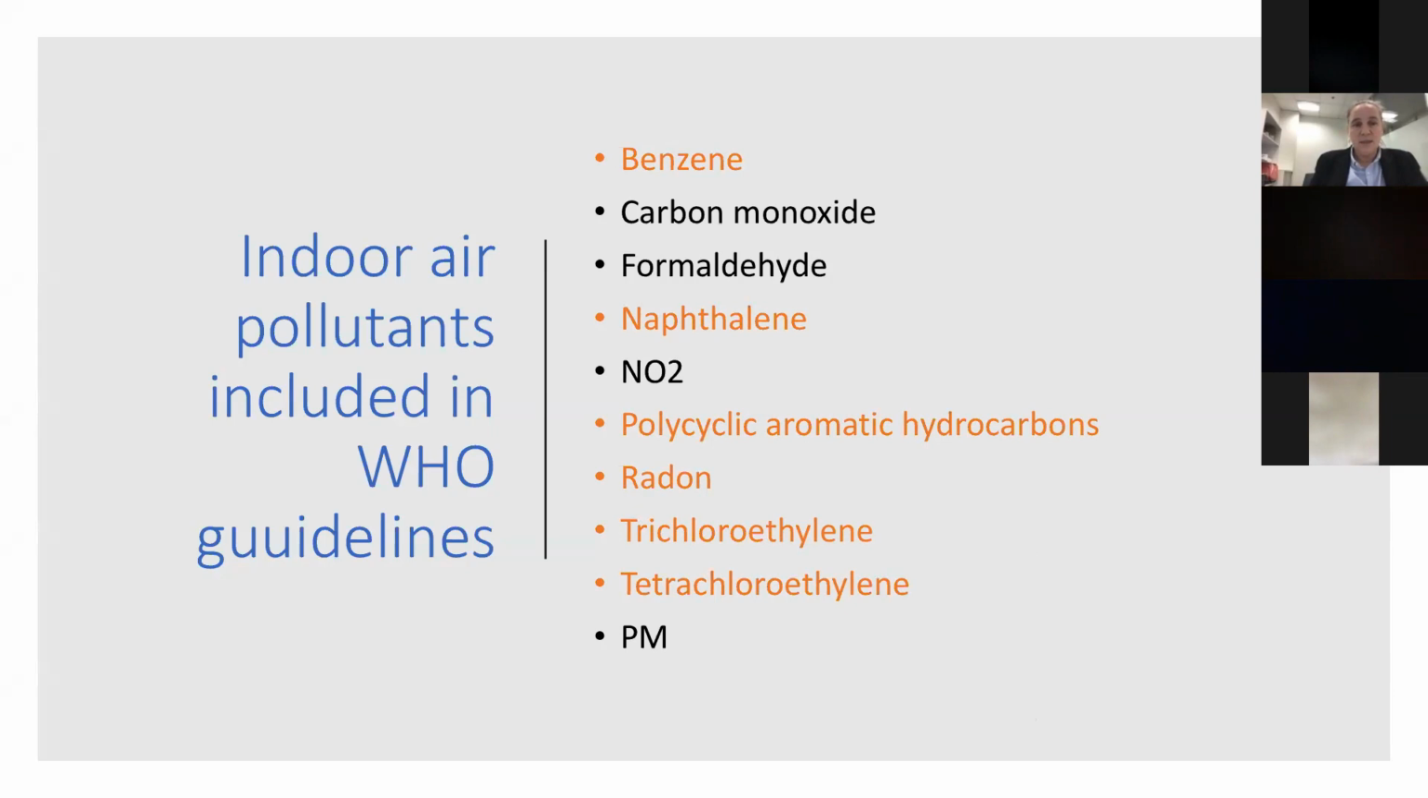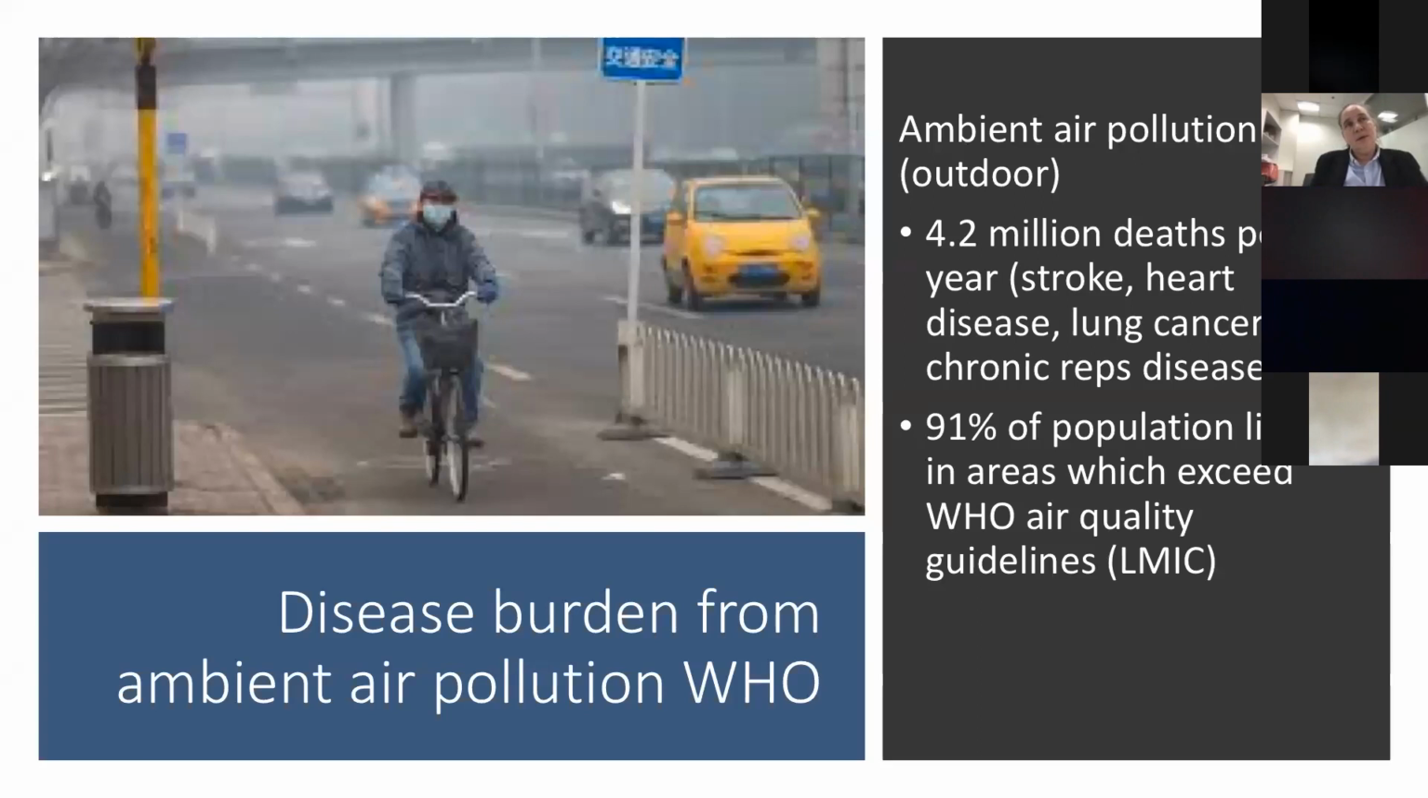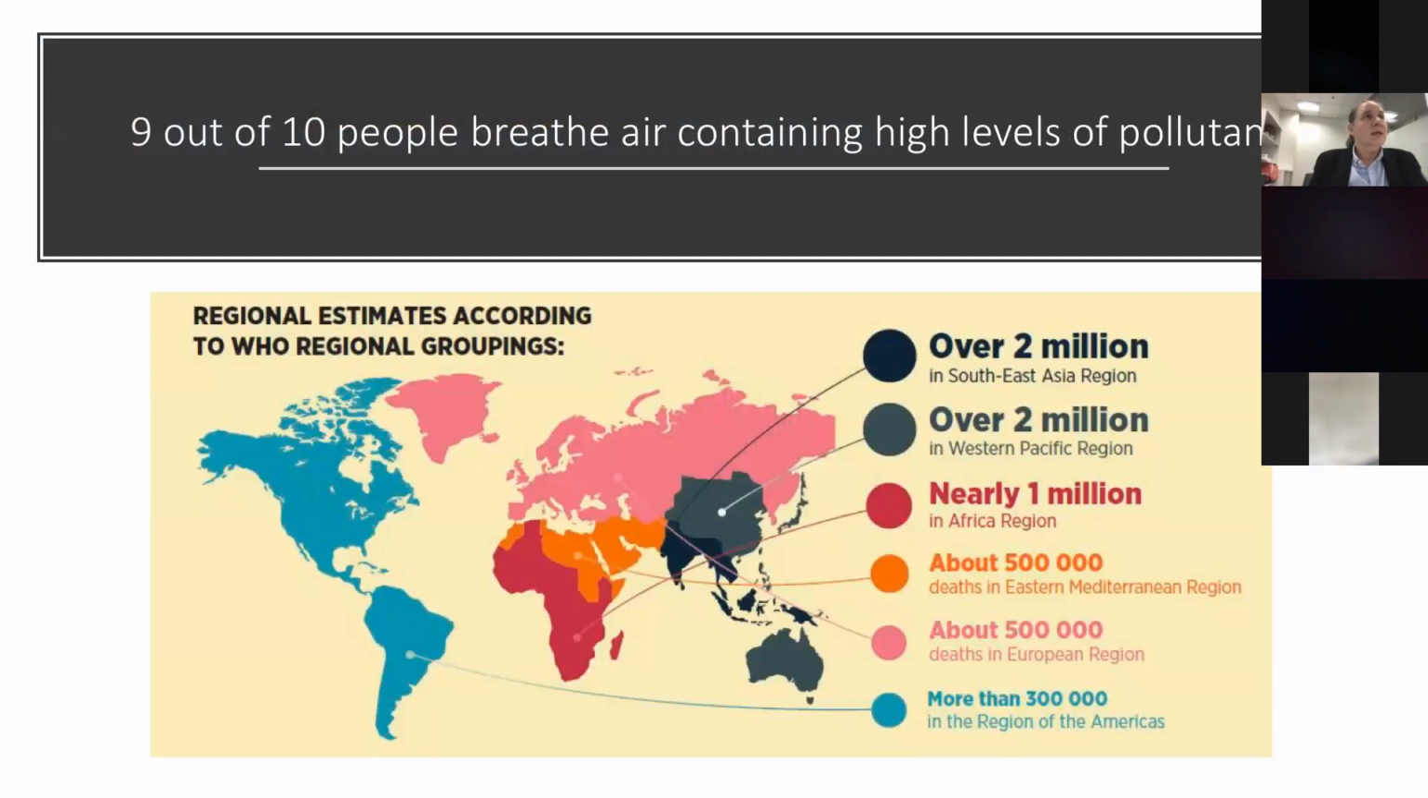Now, in terms of the disease burden for outdoor or indoor pollution separately, of the 7 million deaths per year by all pollution, 4.2 million are thought to be directly related to exposure to ambient or outdoor pollution. And these deaths are the ones that we're interested in: stroke, heart disease, lung cancer, and chronic respiratory diseases. And it's known that 91% of the population lives in areas which exceed the WHO quality guidelines for outdoor air. Or saying it in another way, 9 out of 10 people breathe air containing high levels of pollutants.